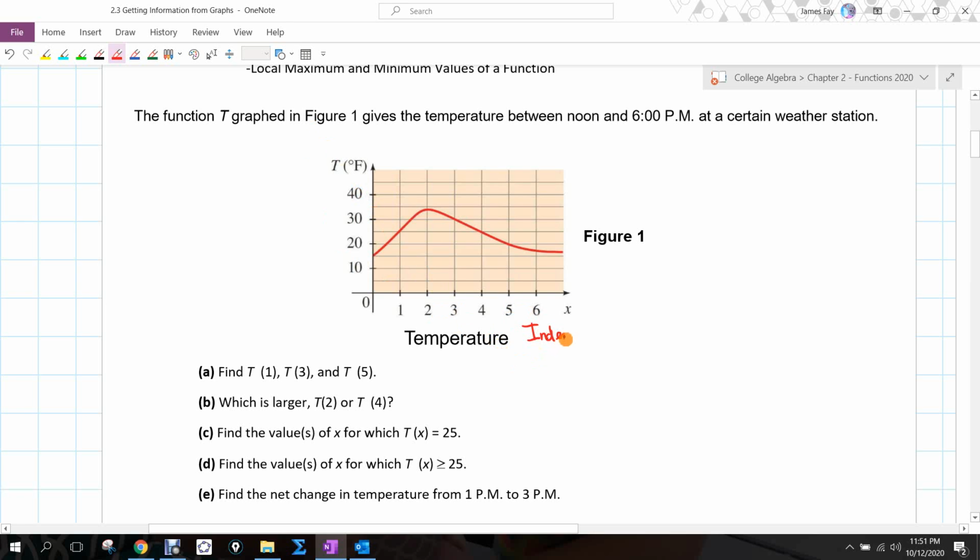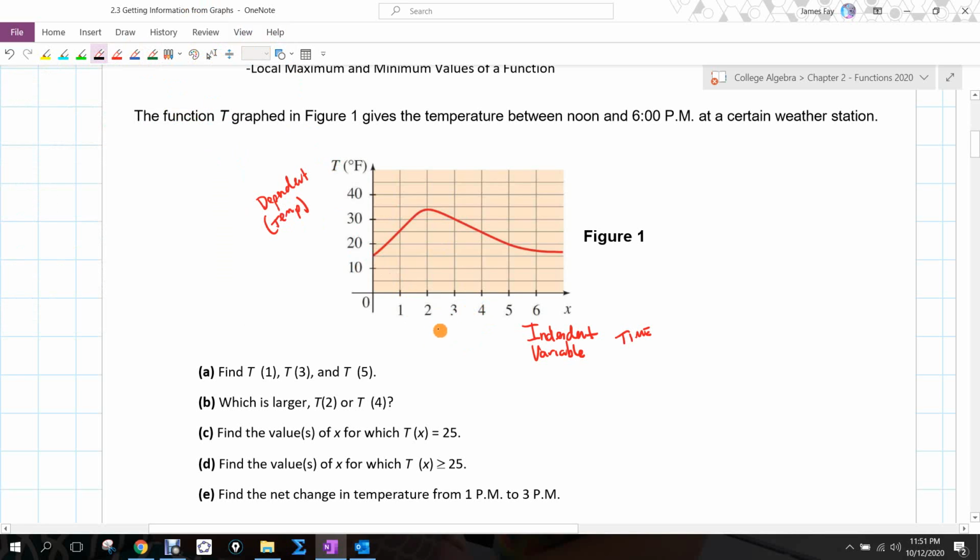this is my independent variable, and that is time. This is my dependent variable, and that is temperature.